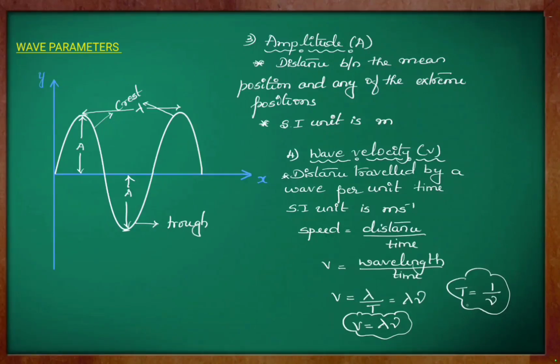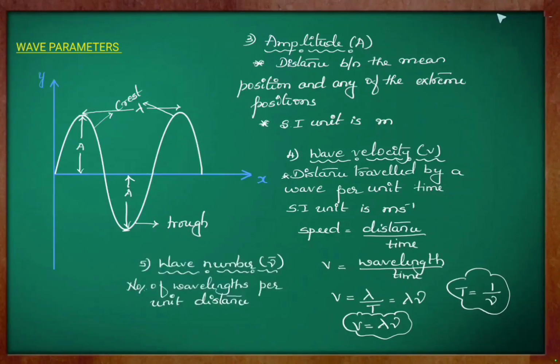Time period for a wave is the time taken to move through one complete oscillation. Wave number, denoted by nu bar, represents the number of wavelengths per unit distance. So nu bar is the reciprocal of wavelength. Hence the SI unit for wave number is per meter. So a wave can be defined by all these parameters.